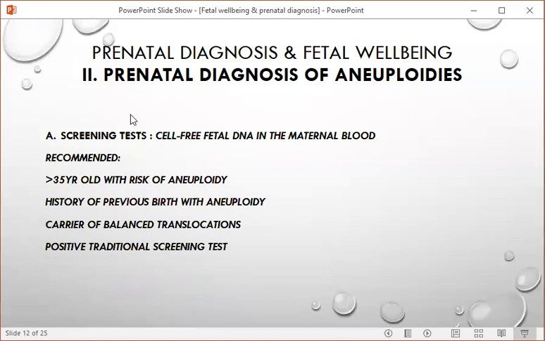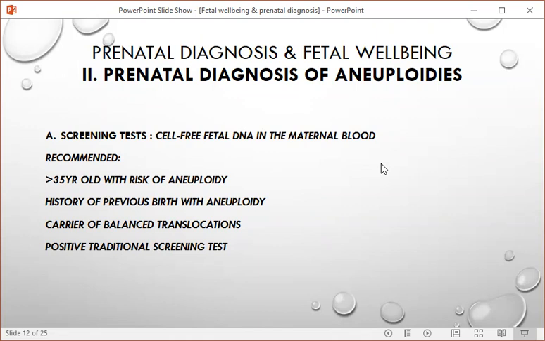And coming to the last screening test, that is cell-free fetal DNA in the maternal blood. It is usually not routinely recommended. It is recommended only when the mother is more than 35 years of age with a risk of aneuploidy, or any history of previous births with aneuploidy, or the mother is a carrier of balanced translocations, or a positive traditional screening test is present. Then only we offer cell-free fetal DNA estimation in the maternal blood.